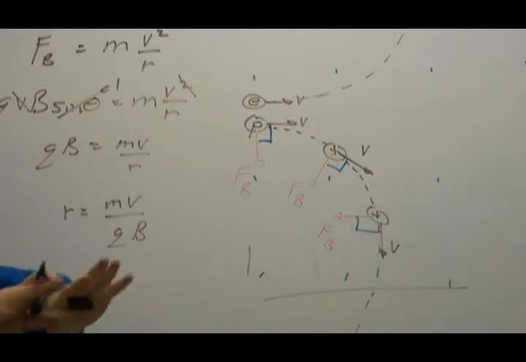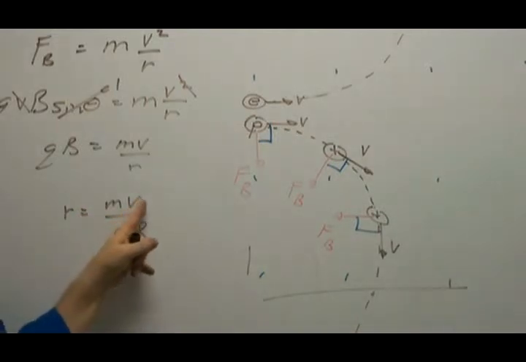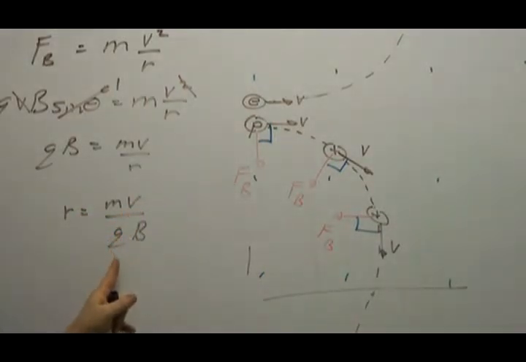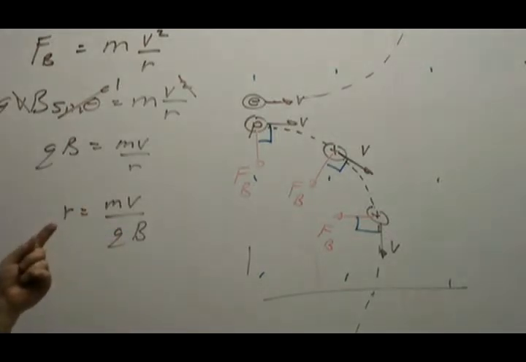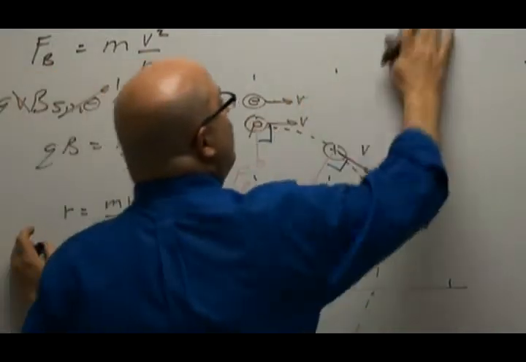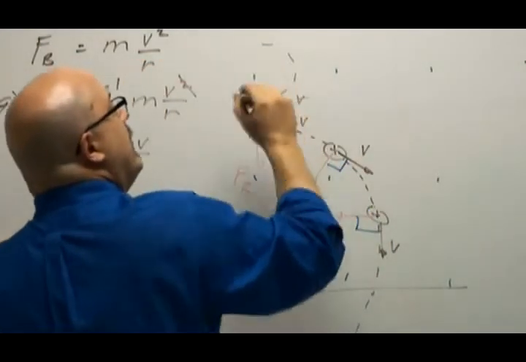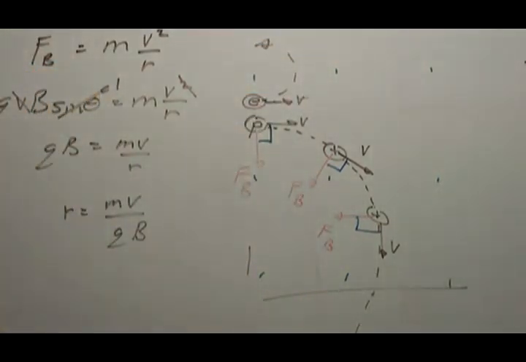Okay? They have the same velocity, they have the same charge, they have the same magnetic field, do they have the same mass? No. Lot smaller. So what happens to the electron's radius path? It is smaller. The radius is going to be real small, right? It's going to turn real quick. Okay? Turns real quick.